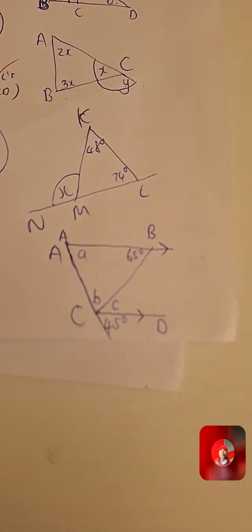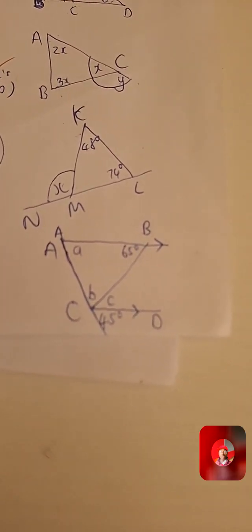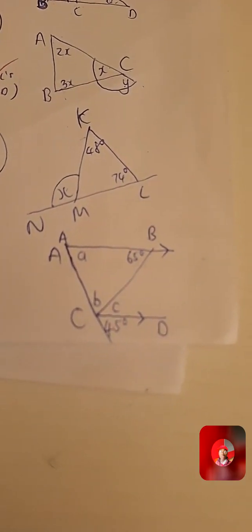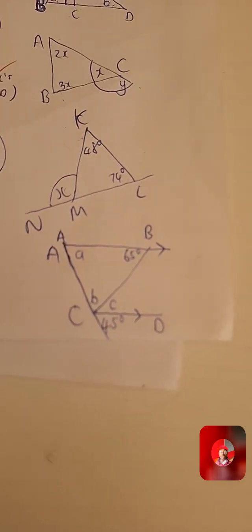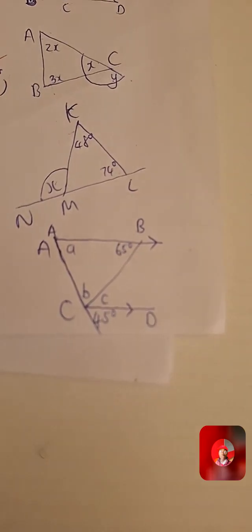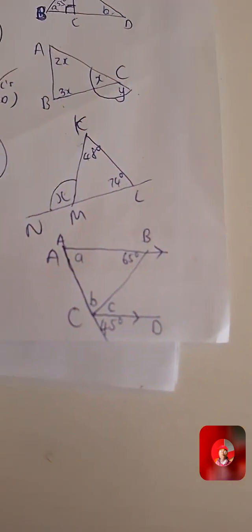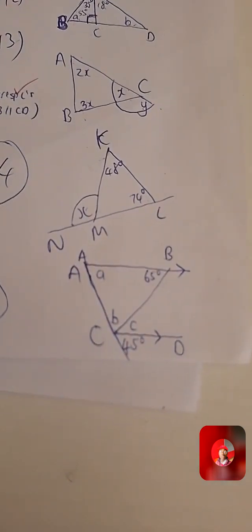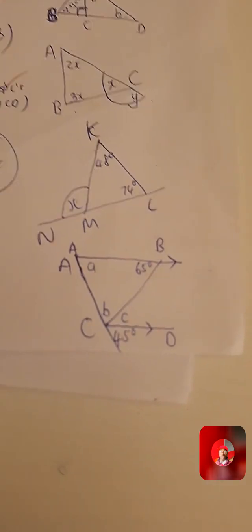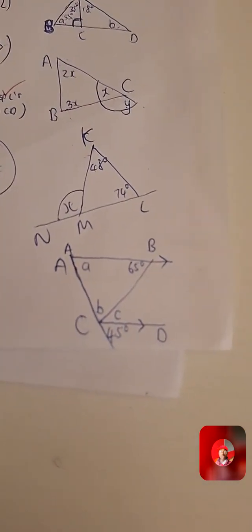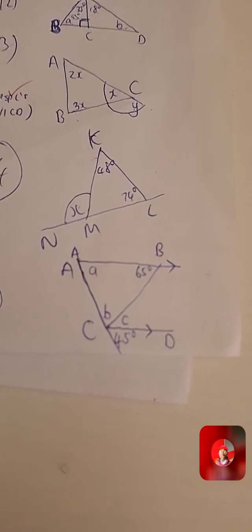Then we can substitute 48 plus 74 plus angle M is equal to 180 degrees. Then we add 48 and 74, which gives us?